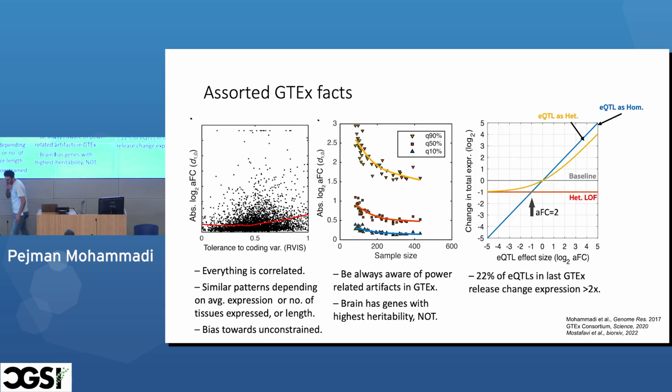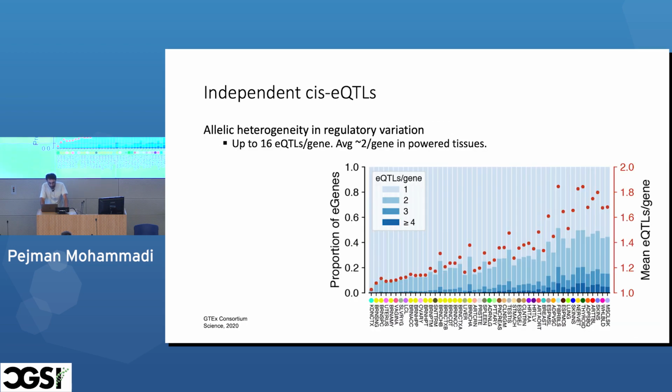Another interesting fact is that if you look at the latest version of GTEx, about 22% of your eQTLs have effect sizes that are larger than twofold. To put that in context, if you have an eQTL that changes your expression twofold, and you have it in homozygous form, that changes your dosage more than a heterozygous loss of function would. So that's a good way to think about it.